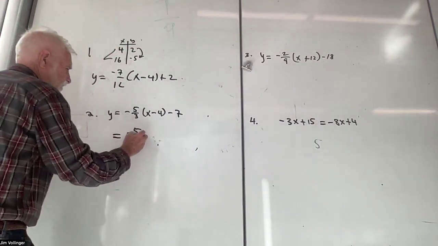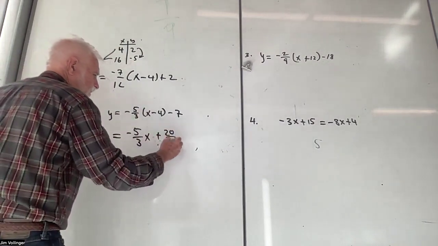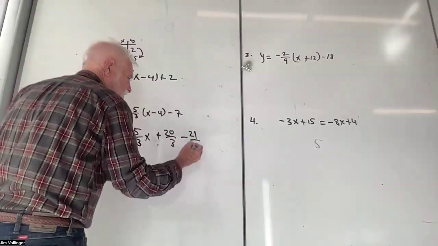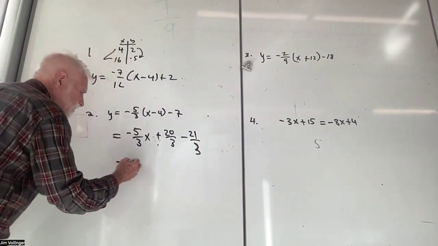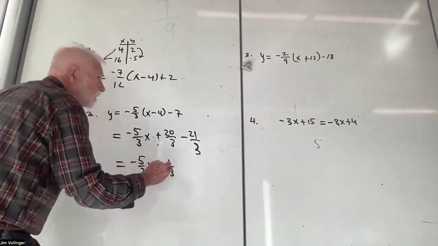So it's just a question of doing your mechanics properly. Minus times a minus, a positive 20 over 3, and 7 is minus 21 over 3. So therefore, I can see my final answer is minus 5/3 x minus 1/3.